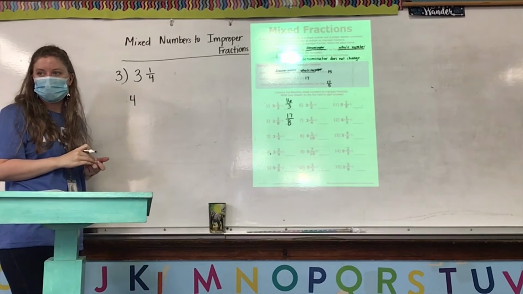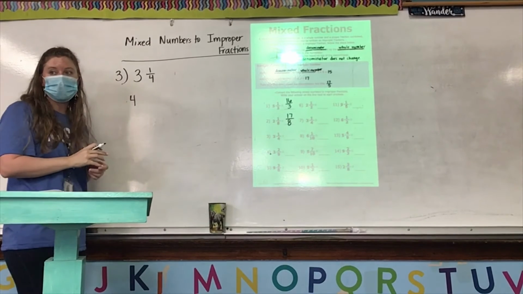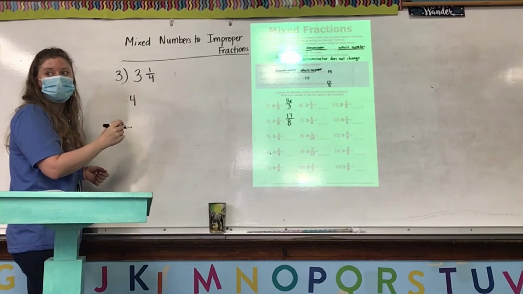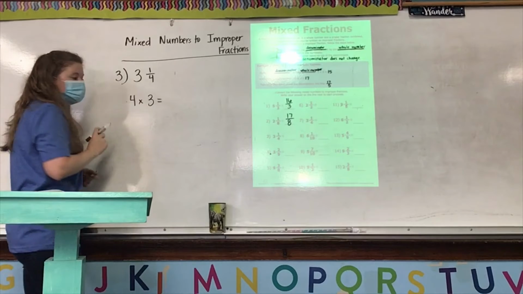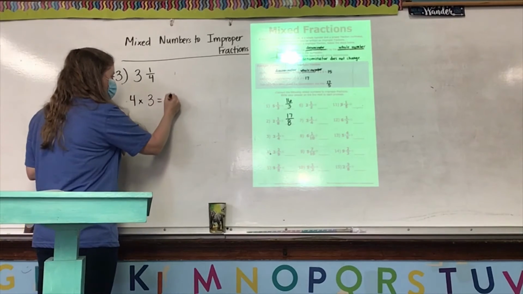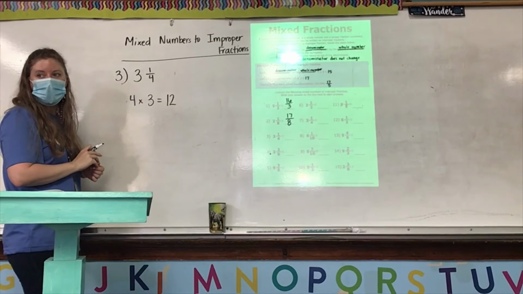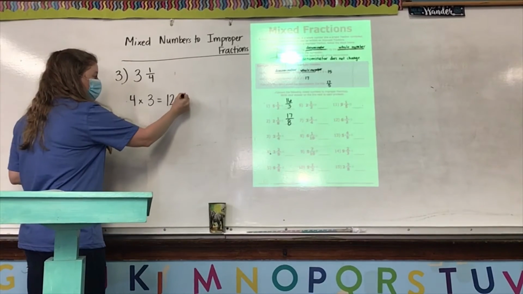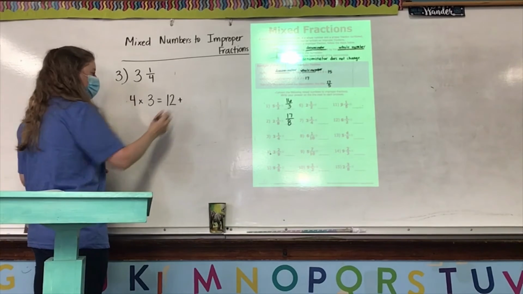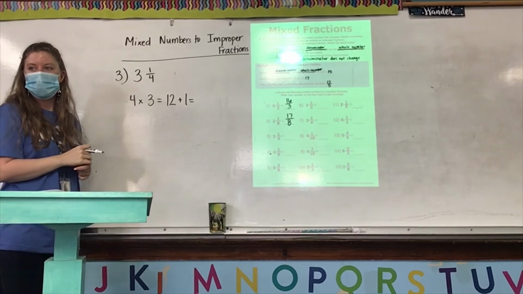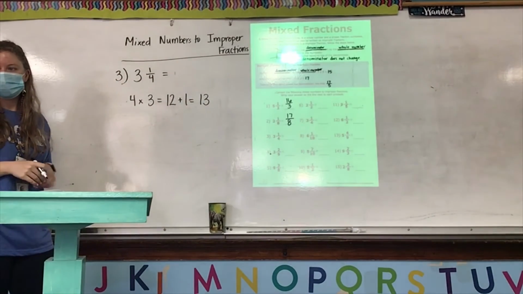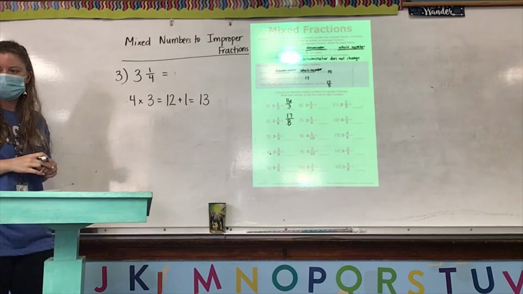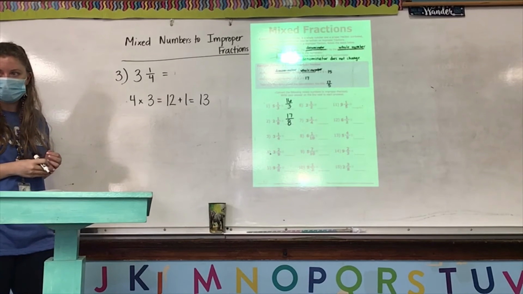And what do we do with it? You multiply it by 3. Multiply it by the whole number. Which is? 3. 4 times 3 is? 12. Step 2? Add the numerator, which is 1. 12 plus 1 is 13. Step 3. Then write that down above the denominator.